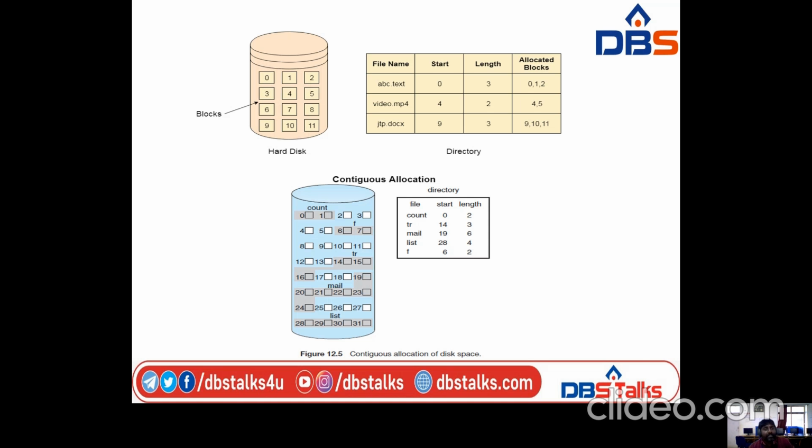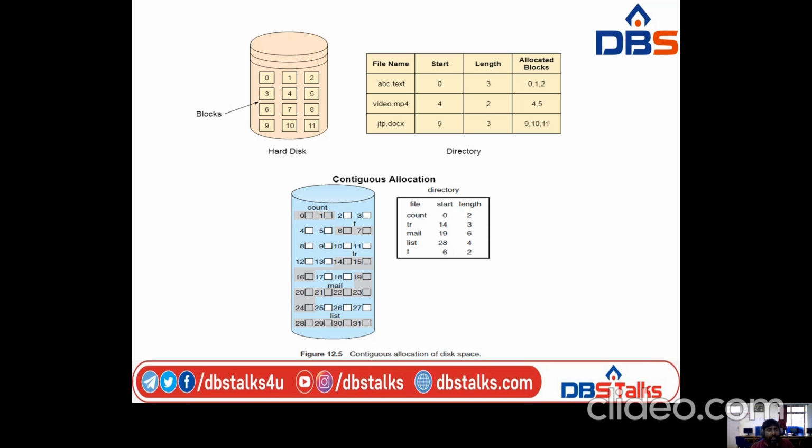Next one is video. The starting block address is given, that is 4. From the fourth block onwards it should be allocated. What is the length of this file? 2. That means 4 and 5. Like this, JPG is another file. The starting one is 9, and the length is 3. 3 means 9, 10, 11. That means continuous blocks should be allocated.